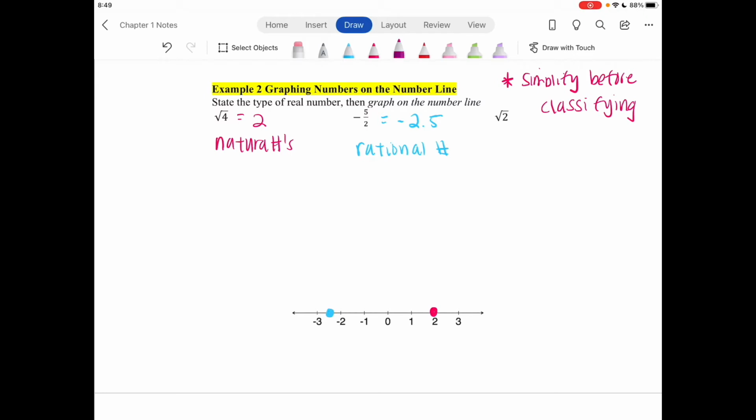Next, with the square root of 2, it's not a perfect square, so we don't know its exact value unless we plug it into our calculator. Then, when we do, we're going to get 1.4142, and it keeps going on forever. It doesn't repeat, and it doesn't stop, therefore it's an irrational number. And it's going to be almost halfway between the 1 and the 2 on the number line.